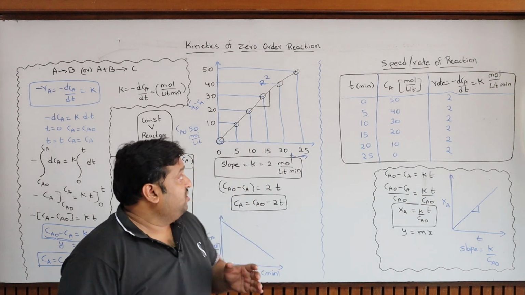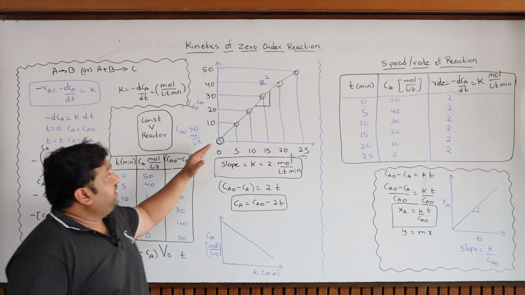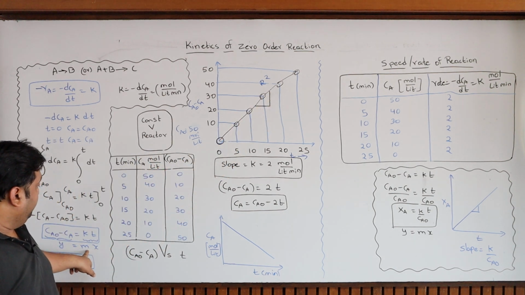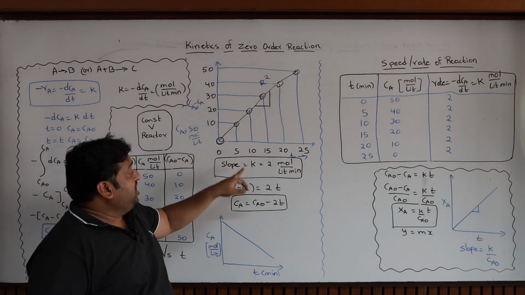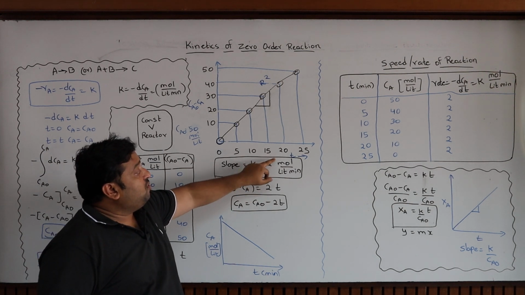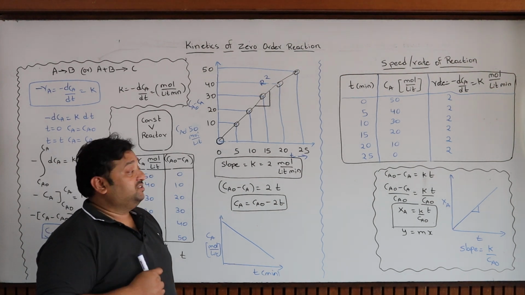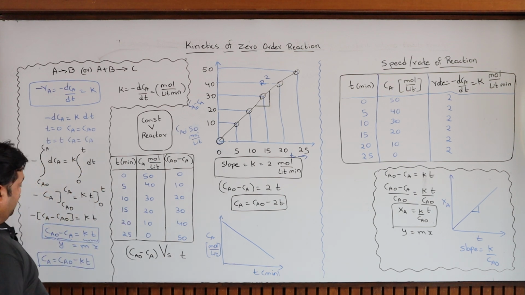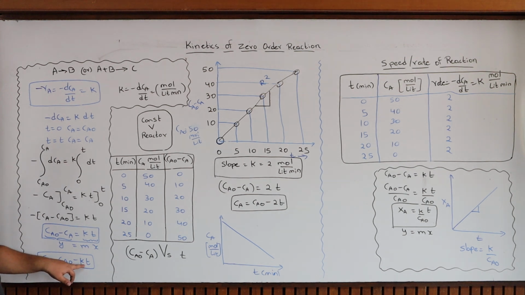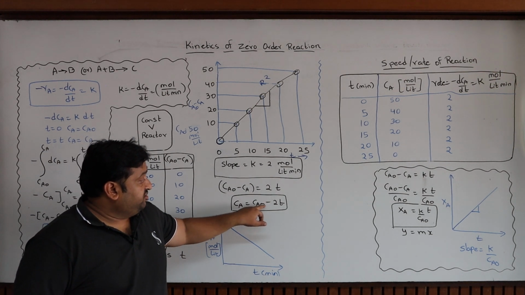Now, what is the slope of this line? If you plot y equals mx, this particular line's slope is nothing but m, which is the rate constant k. From the slope of this line, you get the value of k, that is 2 mole per liter minute. This is how we can find out the rate constant value. Now you have the rate constant. What is my CA? Final concentration is equal to initial concentration minus 2 times t, because k is 2. CA is equal to CA0 minus 2t.